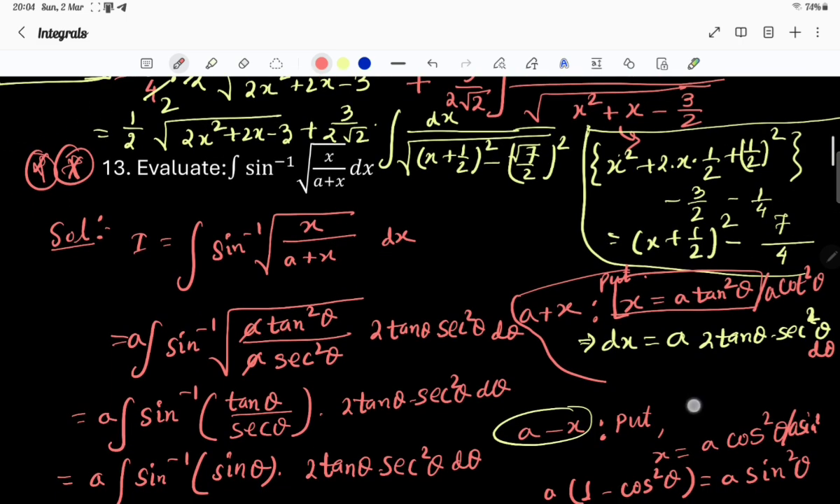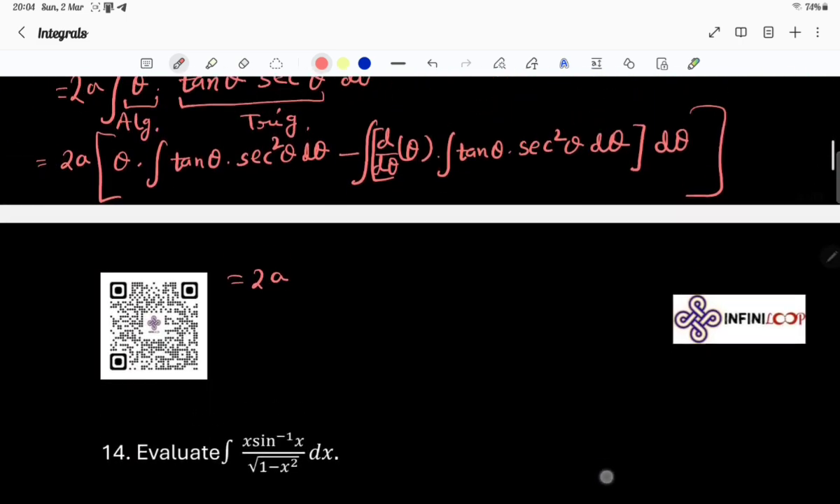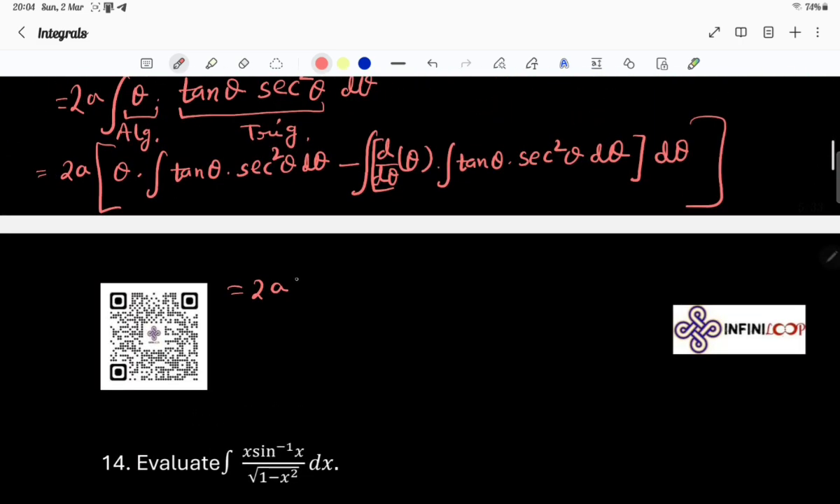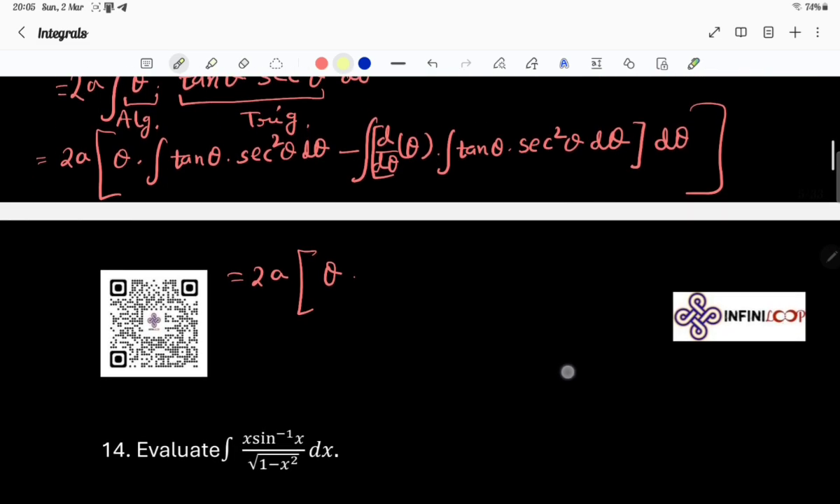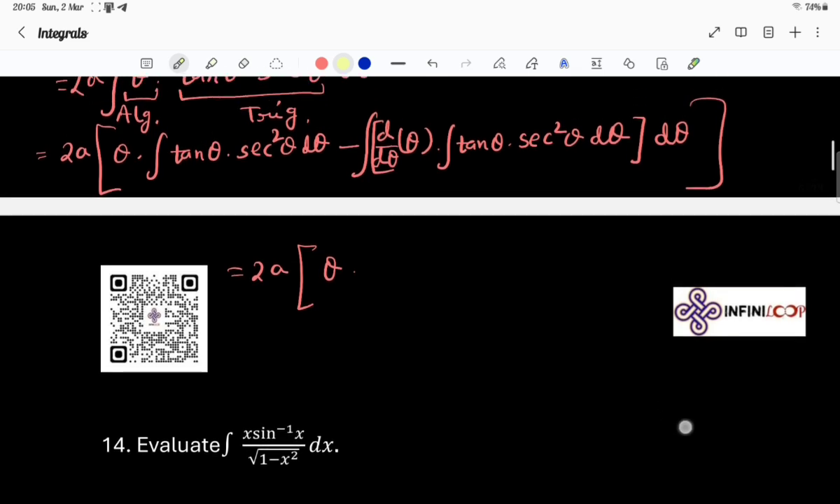This type of question, sine inverse root over (x plus a), x by a plus a. Now 2a is there outside, what will I do? Theta into, now integration of tan theta into sec square theta. If this type of functions are coming, you can apply the substitution method. What is the integration by substitution?